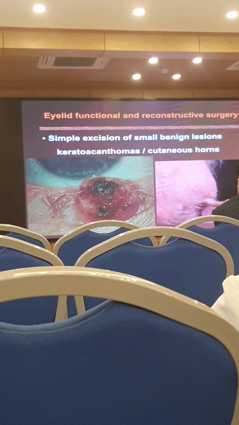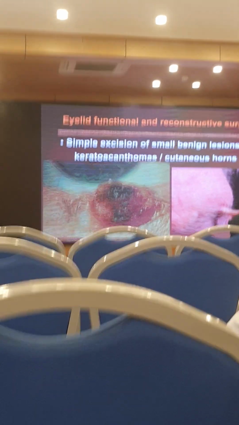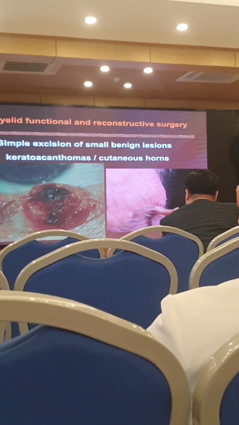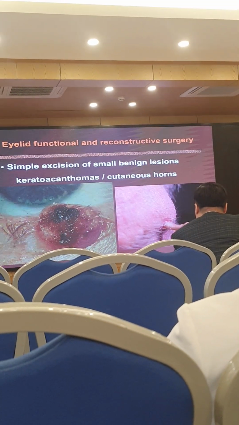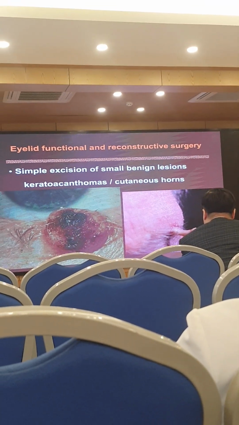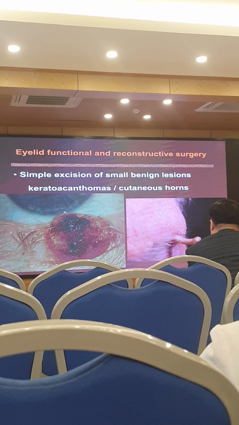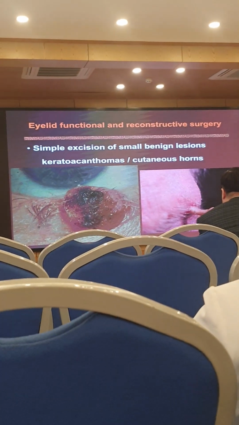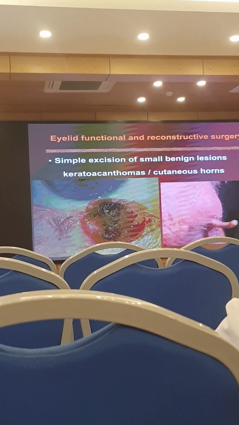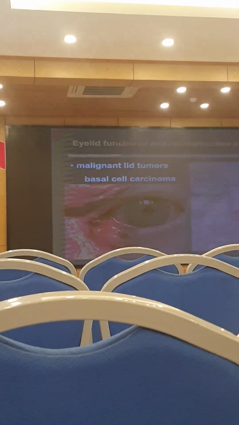A keratoacanthoma, or a cutaneous horn, is considered in transition between an actinic keratosis and squamous cell carcinoma. And these are now considered by ocular pathologists and dermatopathologists to be a very low-grade squamous cell carcinoma. So keratoacanthoma is now considered a low-grade squamous cell carcinoma and should be removed.